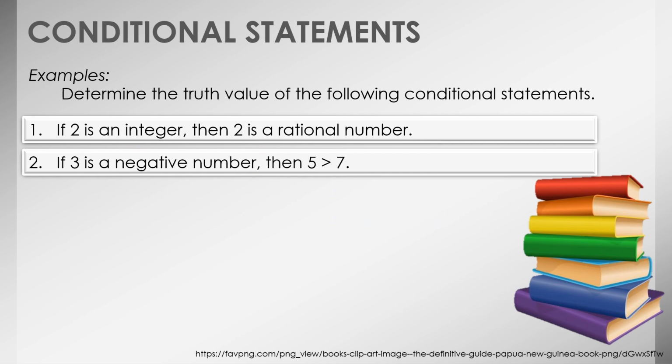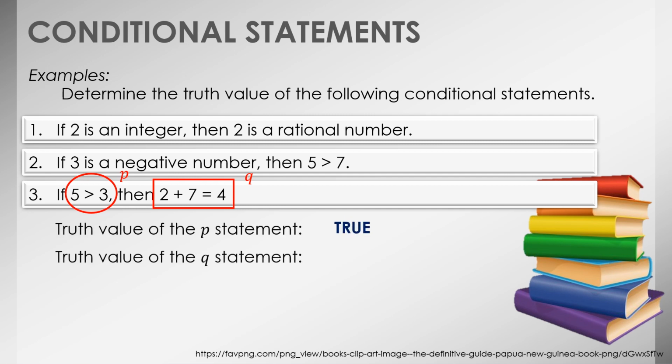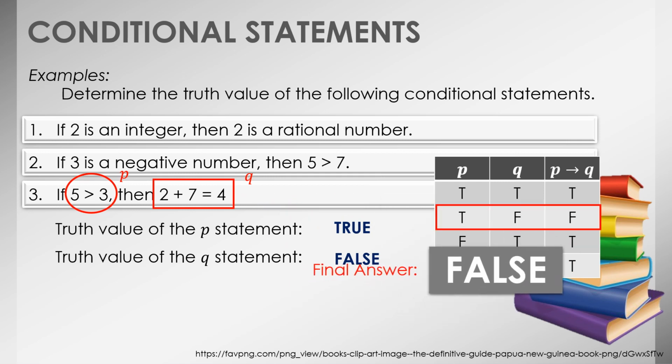Now, for the third example, we have this. In this conditional statement, the P and Q statements are given by this. Note that the P statement is true while the Q statement is false. Looking at the table, we are on the second case. Hence, this conditional statement is false.